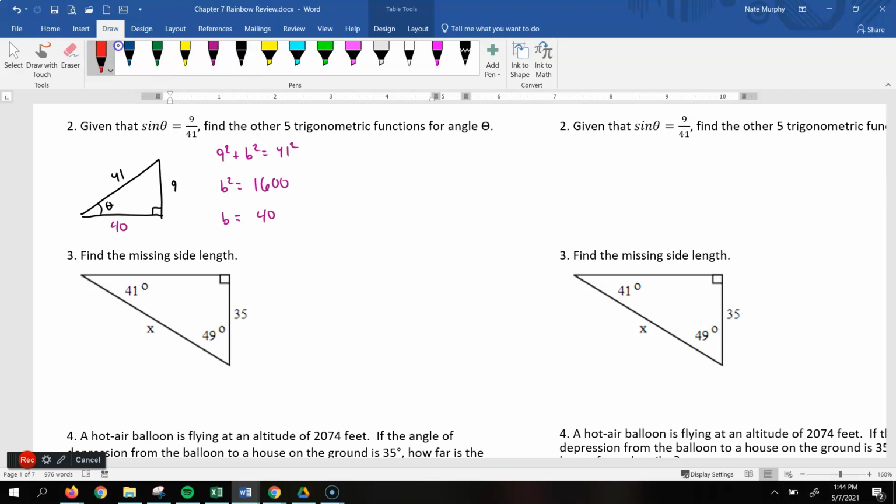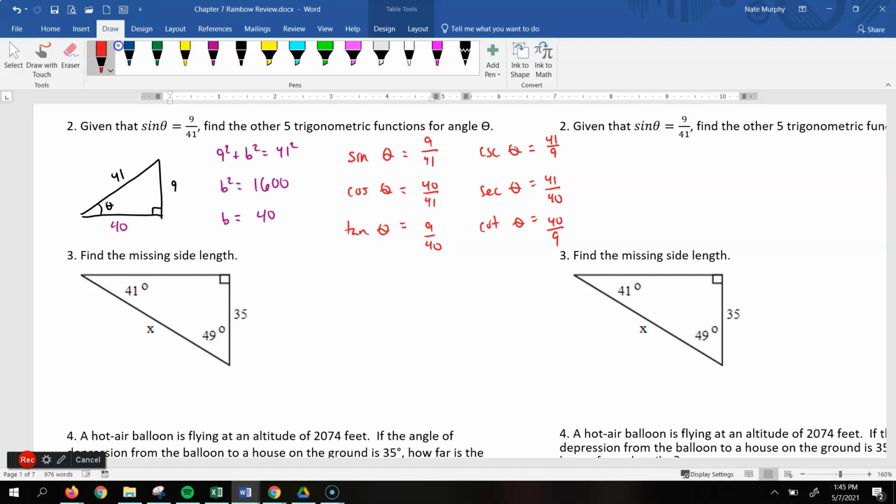Even though they gave us the sine of theta is 9 over 41, I'm still going to write that down. So we have the sine theta, cosine theta, and the tangent of theta, and then we also have the cosecant of theta, the secant of theta, and the cotangent of theta. The sine of theta they gave us, that's 9 over 41. The cosine of theta would be the adjacent over the hypotenuse, so that's 40 over 41. The tangent would be the opposite over the adjacent, so it would be 9 over 40. And these would be the reciprocals again. So this would be 41 over 9, this would be 41 over 40, and this would be 40 over 9.